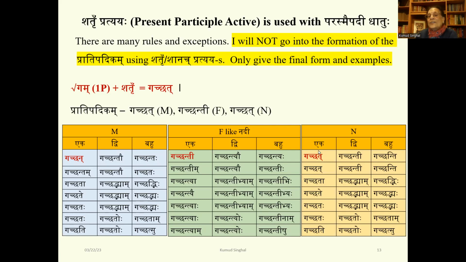Or the ending neuter pratipadikam also declines. Like here you have gachat, and so they decline differently. A consonant ending pratipadikam declines differently than a vowel ending pratipadikam. And we haven't covered that, because again there are many rules in a consonant ending declension.